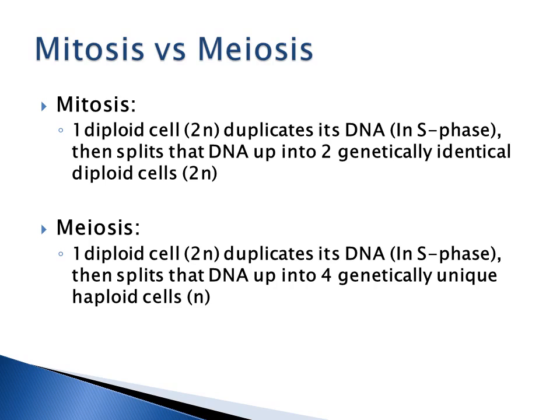Mitosis versus meiosis. What are the differences? In mitosis, you have 1 diploid cell that duplicates its DNA and splits that DNA up into 2 identical diploid daughter cells. In meiosis, you also have 1 diploid cell. It duplicates its DNA also in that S phase, but it splits the DNA into 4 genetically unique haploid cells.